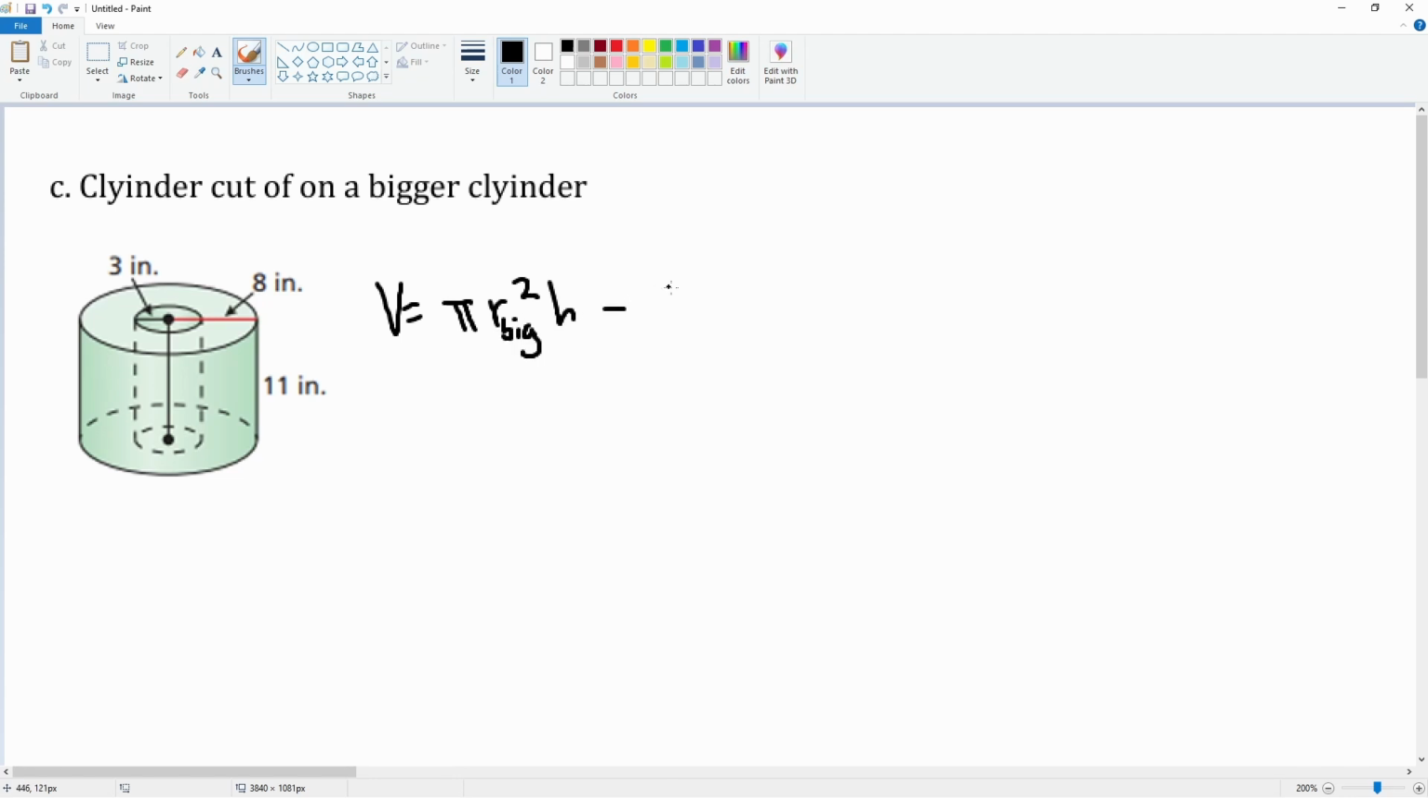So for the big cylinder, I'm going to do pi r squared h, and again, this is r big, minus pi r squared times height. This is r small because there's two radiuses, okay? So let's do the big one. R big, which is the entire thing, which is going to be 8.